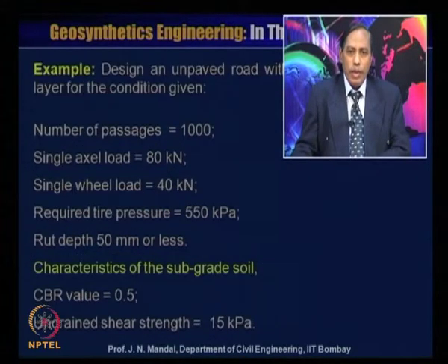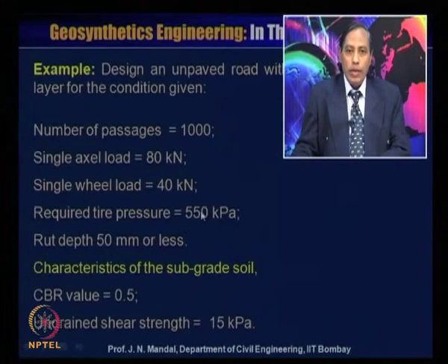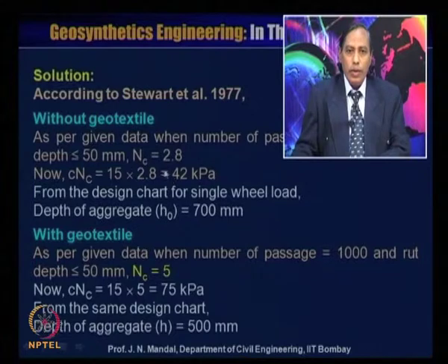You can see here, this is without geotextile, rut depth less than 50 and traffic greater than 1000. So, the bearing capacity factor Nc is 2.8. Okay, number of passes 1000, rut depth less than 50, Nc 2.8.